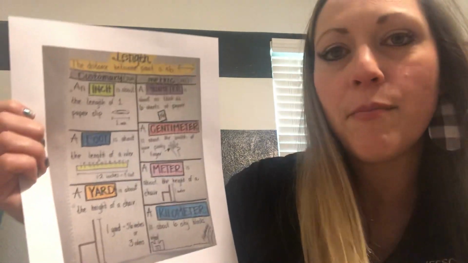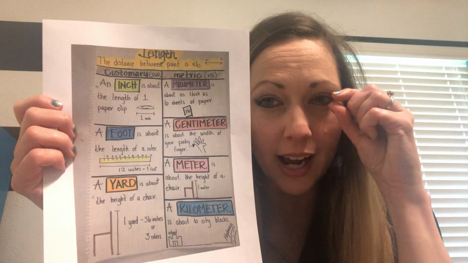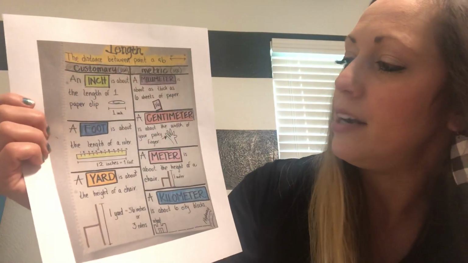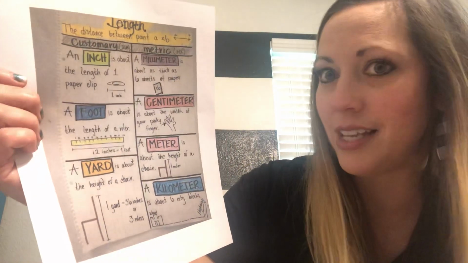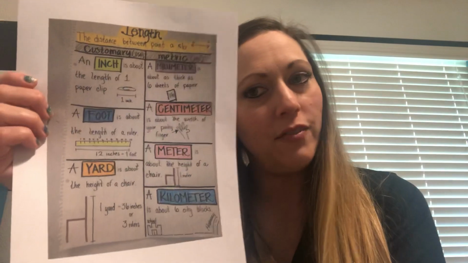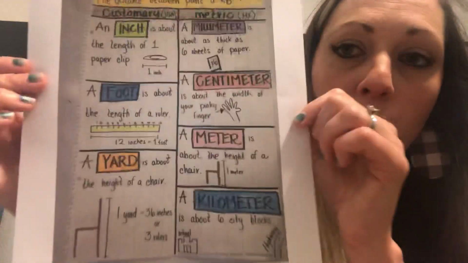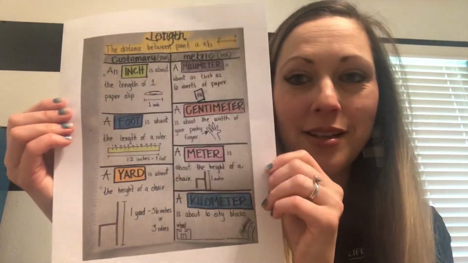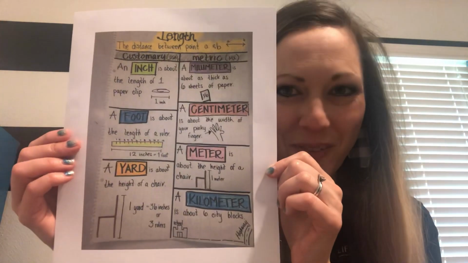Okay, so starting at the top, millimeter is about as thick as just 6 sheets of paper. So that's very, very tiny and very thin. Centimeter, it's about the width of your pinky finger, so just going across. A meter, as we said just a second ago, is like the height of a chair. And then kilometer is about 6 city blocks. So what I'm going to do is pause real quick so that you can pause and copy some of this information down, so it will help you this week with all of your learning.